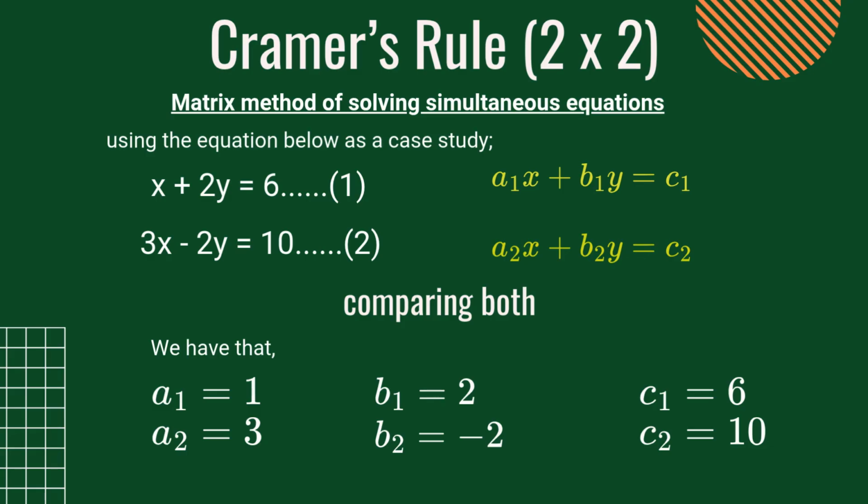I'm just using letters now to represent the numbers so we can explain what Cramer's rule is talking about. The a's are representing the coefficient of x, the b's are representing the coefficient of y, and the c's are the constant.